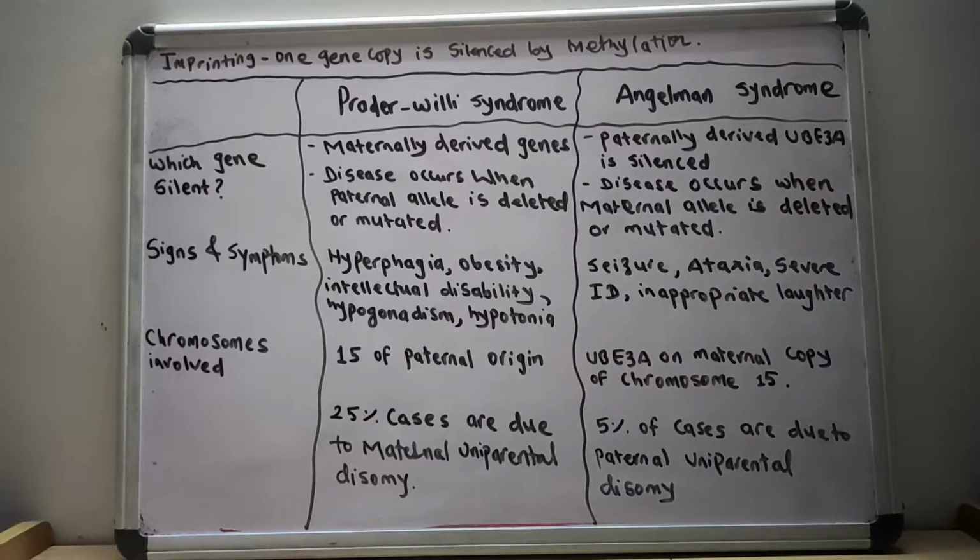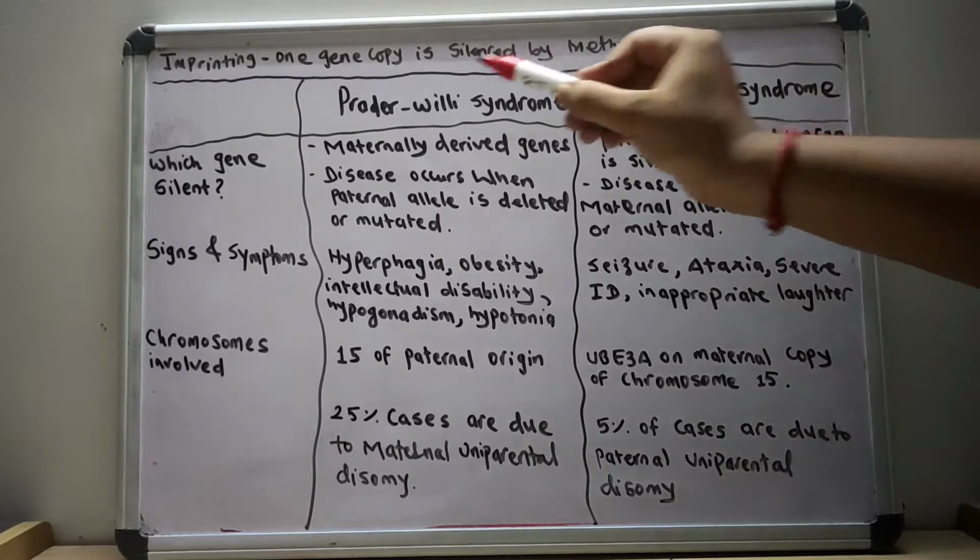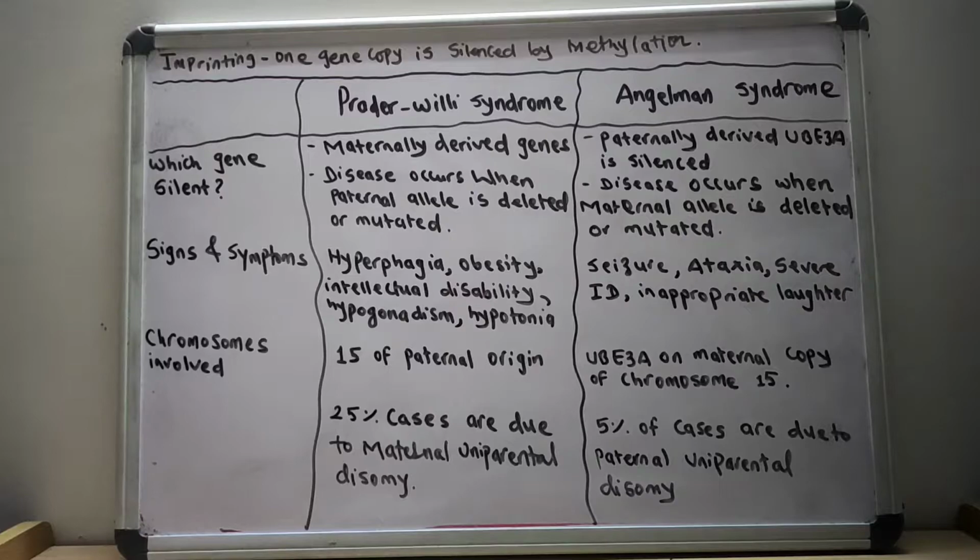Today we are going to read about the concept of imprinting and the various disorders of imprinting. Basically there are two disorders of imprinting that you should know in detail: one is Prader-Willi syndrome and another is Angelman syndrome. So let us discuss what is imprinting.